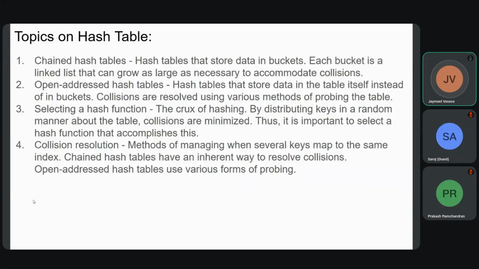Then selecting a hash function, the crux of hashing. By distributing the keys in a random manner about the table, collisions are minimized. Thus, it is important to select a hash function that accomplishes this. Then collision resolution: methods of managing when several keys map to the same index. A chained hash table has an inherent way to resolve collisions. Open addressed hash tables use various forms of probing. We'll see collision resolution and selecting a hash function in detail further on.